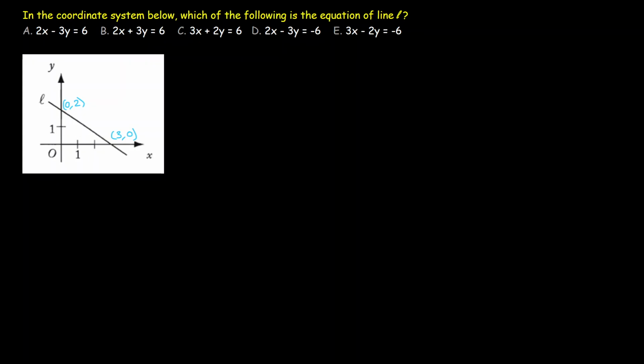There is a very convenient way in which we can determine the equation of the line using a simple formula. If the x and y intercepts of a line are a and b, so a is the x-intercept, b is the y-intercept, let me write that down. If that's the case, the equation of the line becomes x over a plus y over b equals 1. That's it. It's as simple as that.